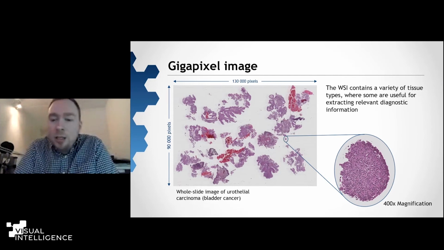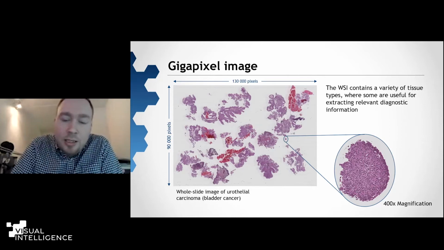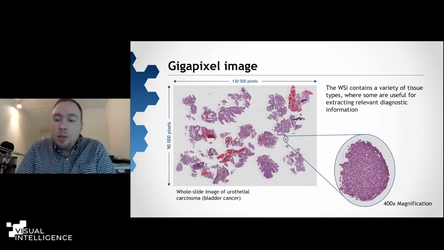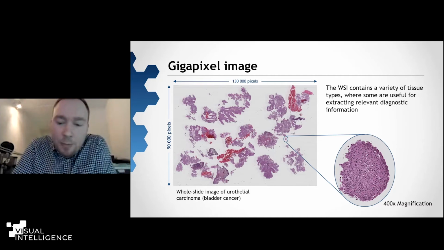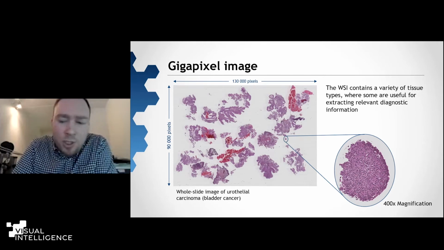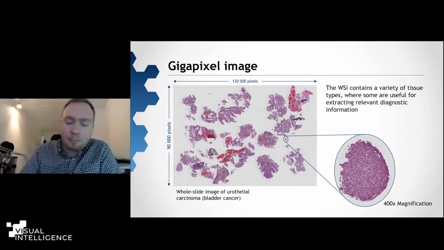I also mentioned the large size of these images. This specific image is 130,000 pixels times 90,000 pixels, which also provides some challenges. We can't feed the entire image into a deep learning system, but we must extract smaller tiles. And also, we can't use any of the common image libraries when working with these images in Python.